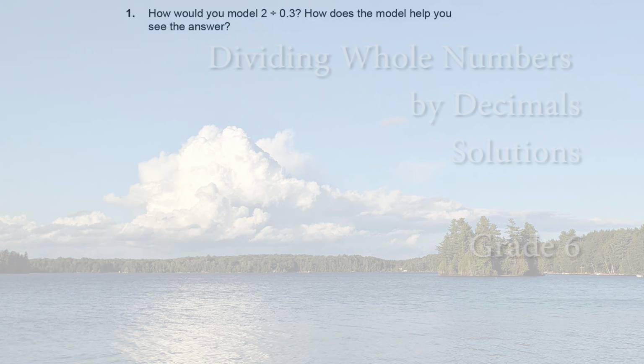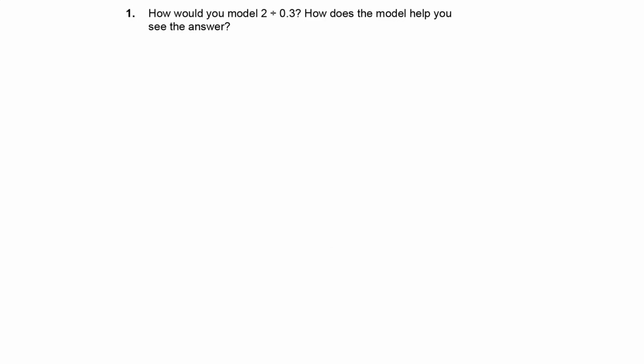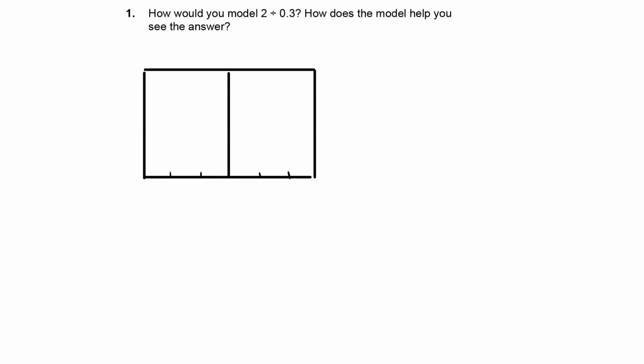How would you model 2 divided by 0.3, and how does the model help you see the answer? So I've drawn a model, and you've got 0, 1, 2, and each of them has been broken up into thirds. So 1/3 isn't exactly 0.3, but it's very close. So we're going to use the thirds as our representation of 0.3. And you can see then, how would you model this?